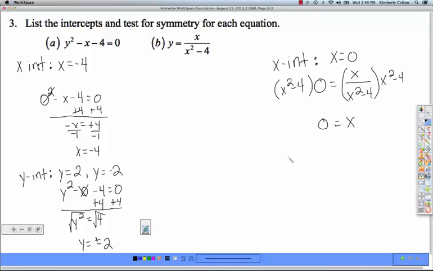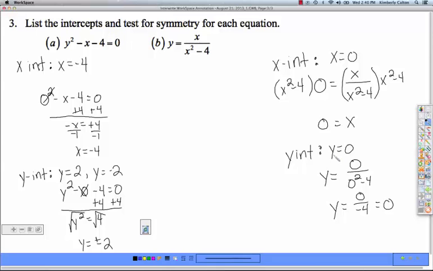The next one we want to do is find the y-intercept. And to find the y-intercept, what we're going to do is substitute 0 in for x now. So now we have y equals 0 over 0 squared minus 4. So we have y equals 0 divided by negative 4, which is just 0. So in this case, we have y equals 0 as the y-intercept. So since it's x equals 0 and y equals 0, we can tell it's at the origin.